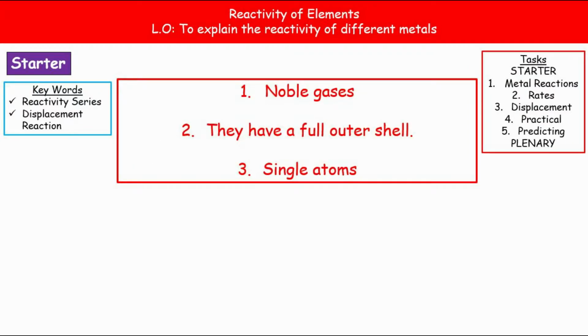Let's go through those answers then. So group 0 are also known as the noble gases. Give yourself a tick for that one. The reason they're unreactive is because they have a full outer shell, or all the electrons in the outer shell are present, or they've got 8 electrons in their outer shell. I suppose you could go with that one. And the final one there is monatomic, means they are single atoms.